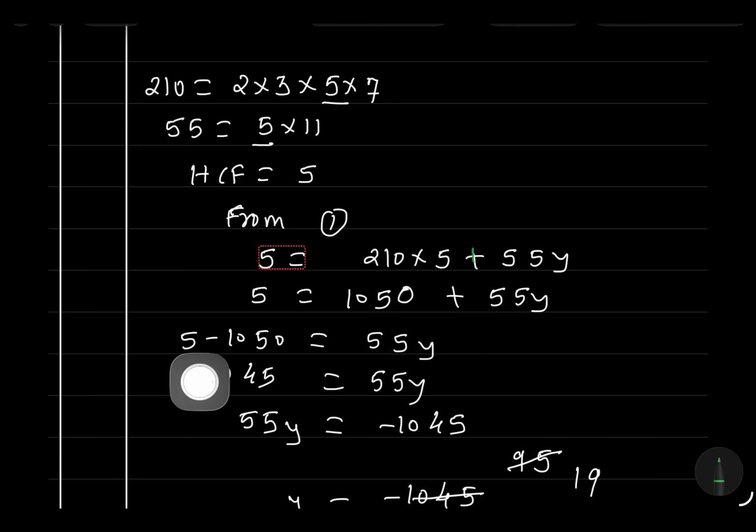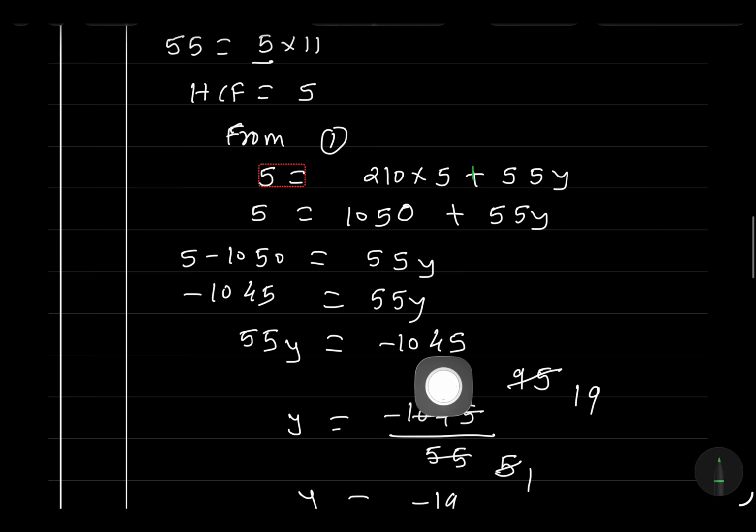So now this 5 we write as it is. This 1050 is transposed to this side and becomes minus, equal to 55y. Subtraction gives minus because 1050 is the bigger number. So for subtraction, whenever a difference comes like this, we have to give the minus sign. That is 1045 equal to 55y. So 55y equal to minus 1045.